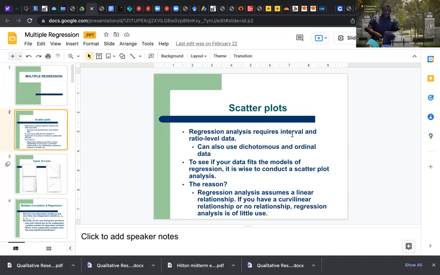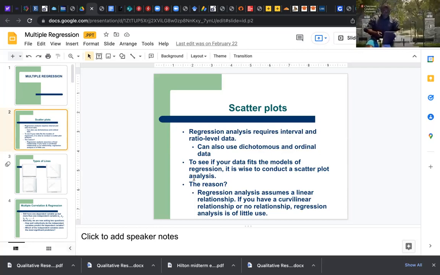So it requires interval and ratio level data, the same thing that is required for a t-test. So interval and ratio data can also be dichotomous, so true or false, male or female, and then ordinal data. If you have ordinal data, they can be coded. You see if the data fits the model of the regression. It is wise to conduct a scatter plot analysis.